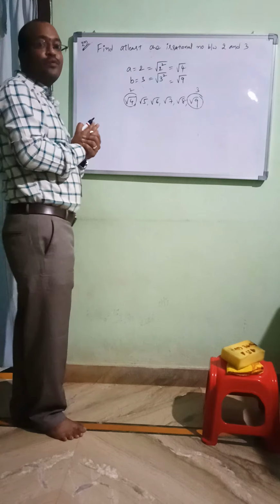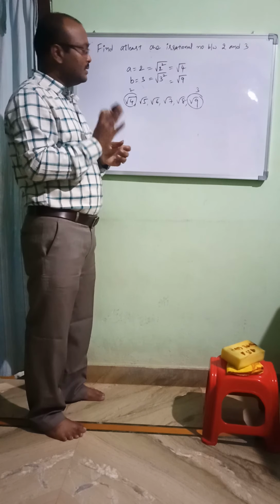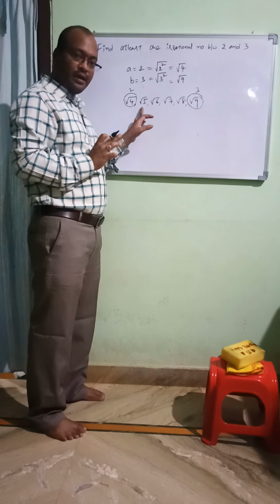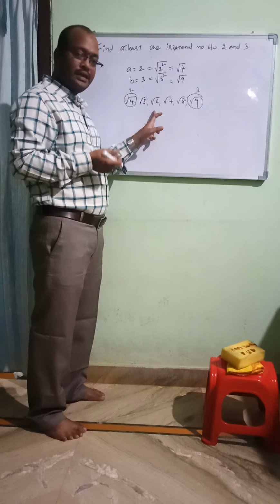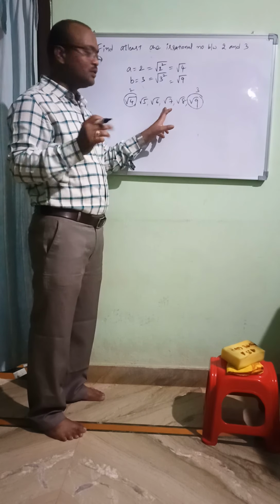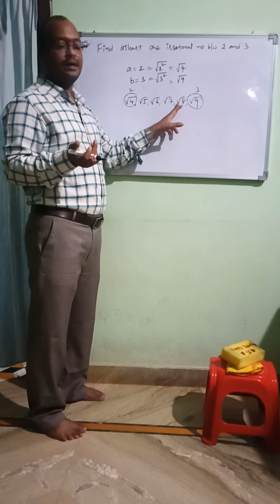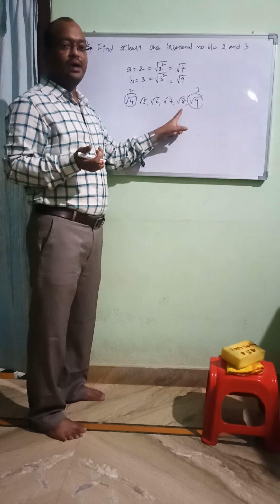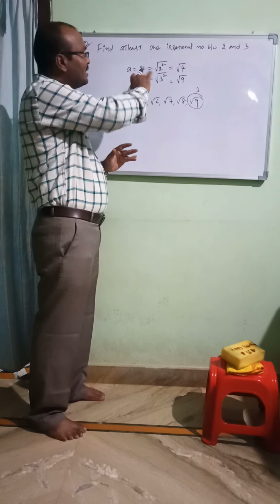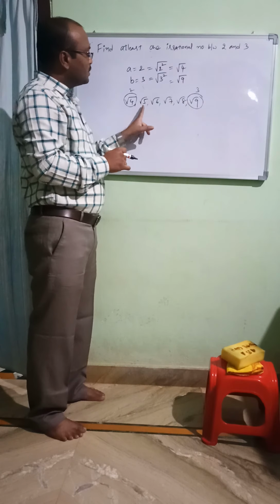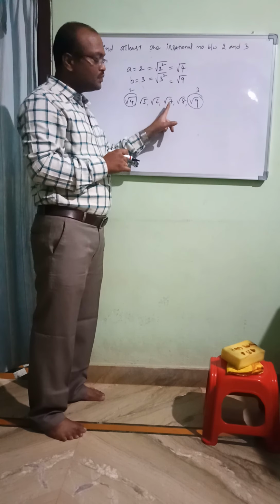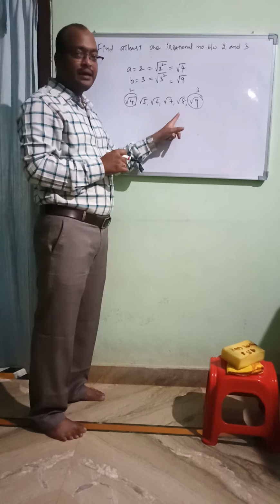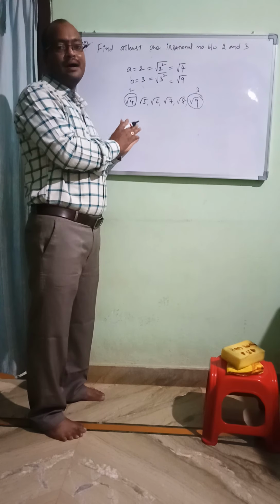In the previous case, they want one irrational number. At that moment, if you write root 5, that is correct, root 6 is also correct, root 7 is also correct, root 8 is also correct. If you take any one of the values, that is the answer. For at least, root 5, root 6, or root 5, root 6, root 7, or root 5, root 6, root 7, root 8, if you write anything, that will be the answer.